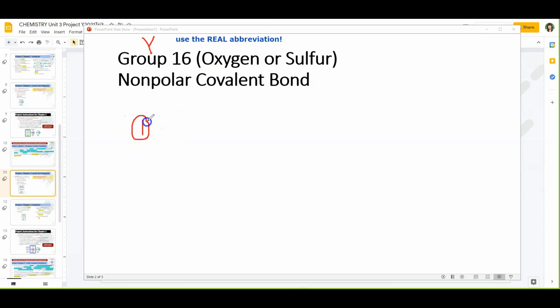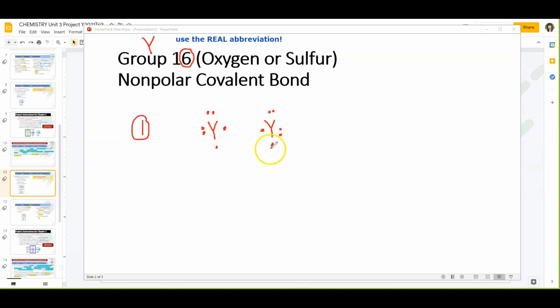Again, step 1 is just to draw it out. So here's my first nonmetal, here's my identical nonmetal. They are in group 16, which means that they have 6 valence electrons. So let's draw that out. 1, 2, 3, 4, repeat, 5, and 6. And do the same thing with our identical nonmetal over here. 1, 2, 3, 4, 5, and 6.